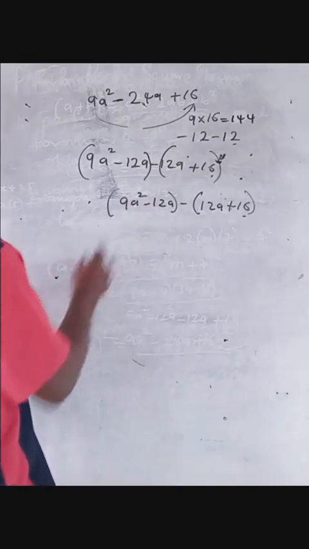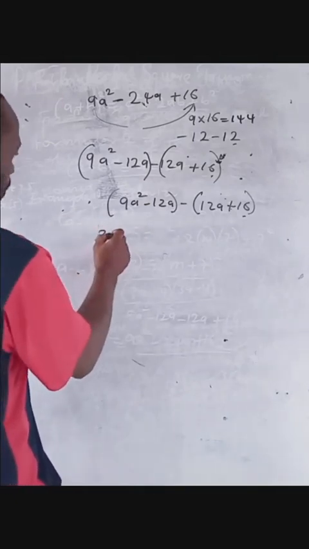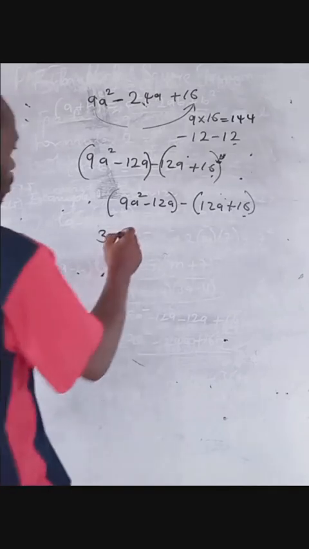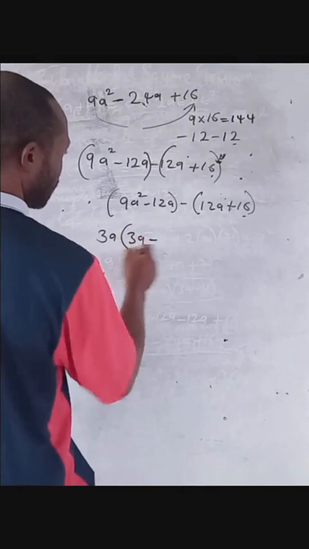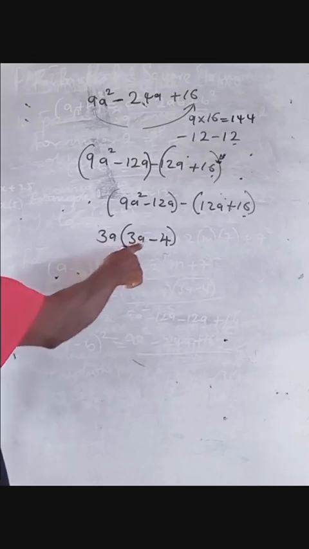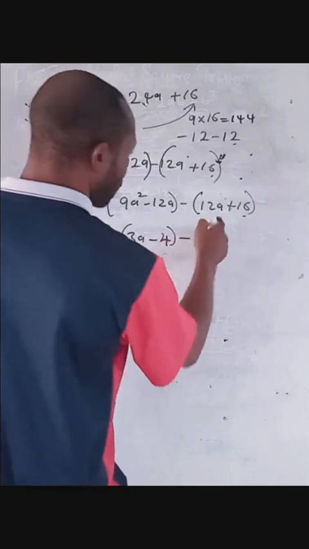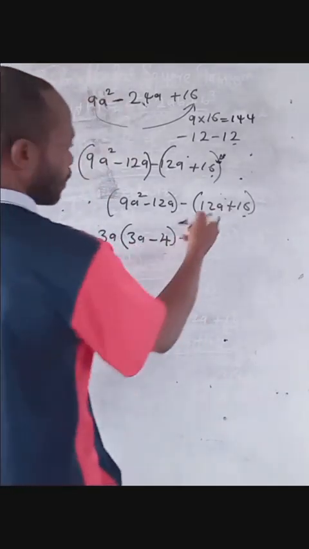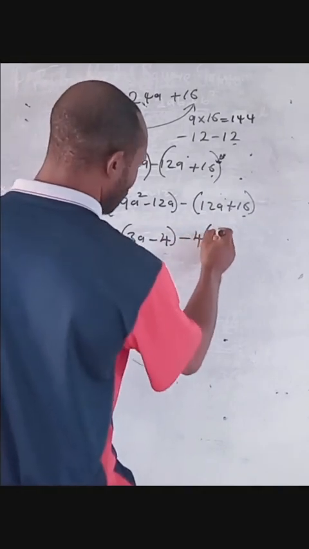So this expression is going to be 3a multiplied by 3a minus 4. Can you see? 3a multiplied by 3a is 9a squared. 3a multiplied by 4 is 12a. I'm also going to factorize this. This will give me 4 multiplied by 3a.